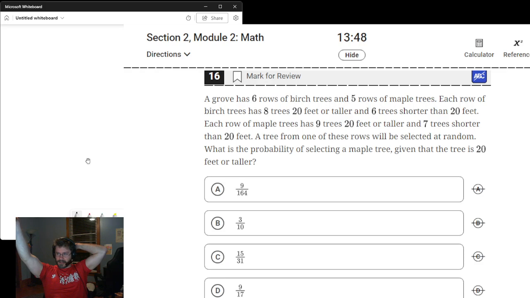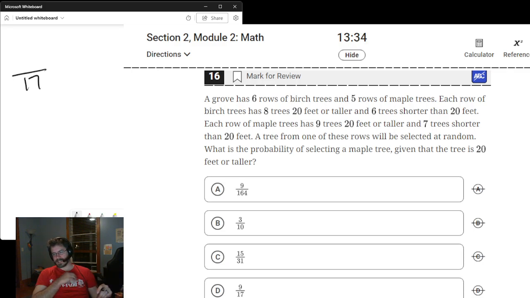There are 8 maples that are 20 feet or taller, and 9. So there are 17 trees total that fit our category. So I'm tempted for D because 17 is prime. And the maple trees is 9, that are 7 out of those. So yeah, I kind of like D.